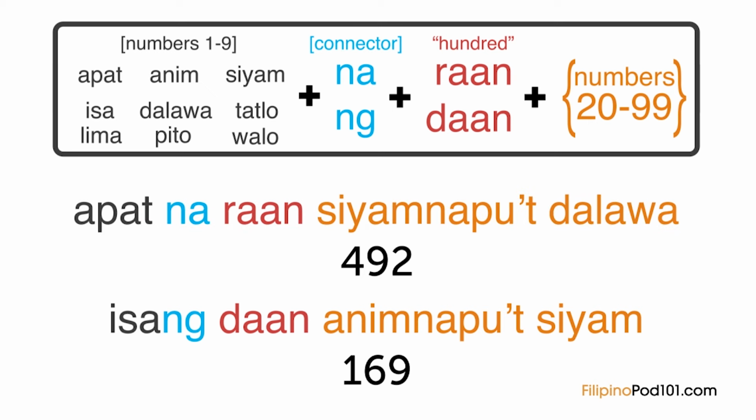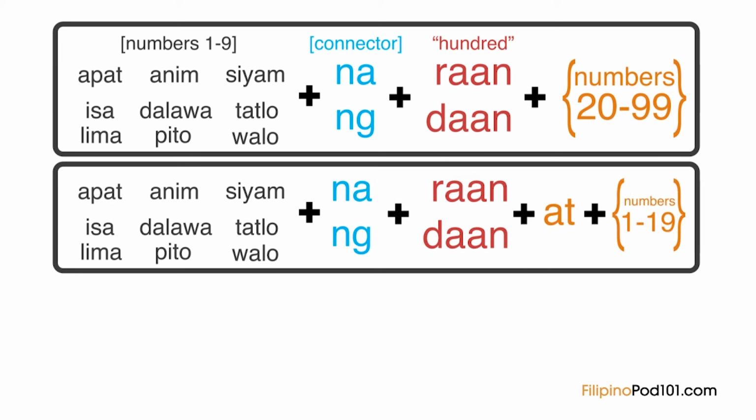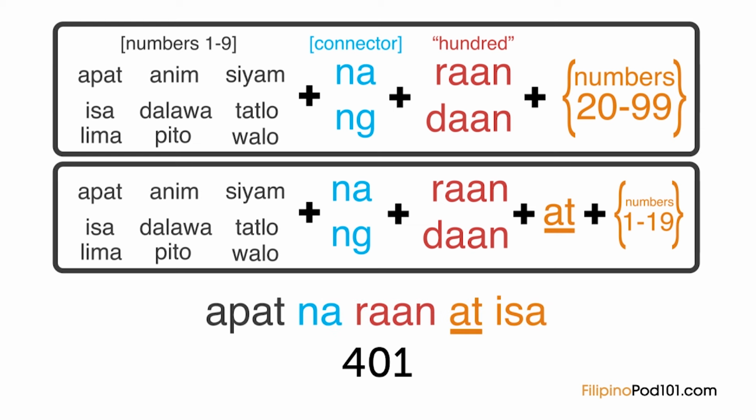492. For compound numbers with 1 to 19, you have to add an "at" after saying the 100. For example, 401 is "400 at isa."